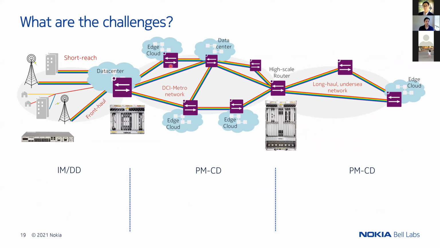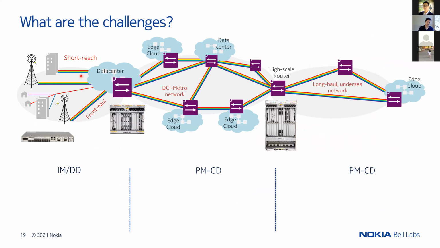Now let me talk a little bit about the challenges. Obviously, we have 3 network segments here. We have the short reach within 10 or 20 kilometers, we have the metro network within a few hundred kilometers, and we have the long haul network. They have different requirements in terms of capacity and in terms of cost.